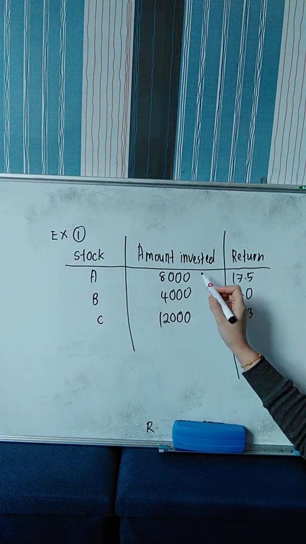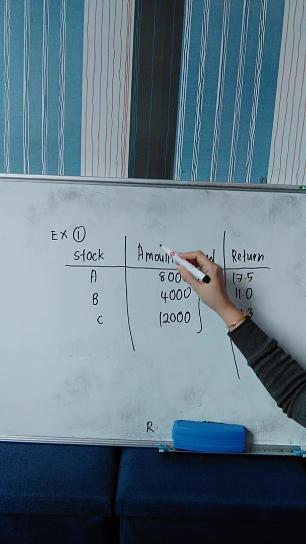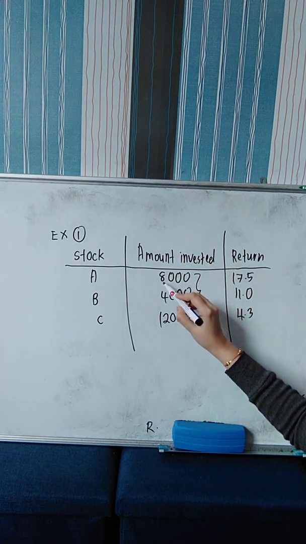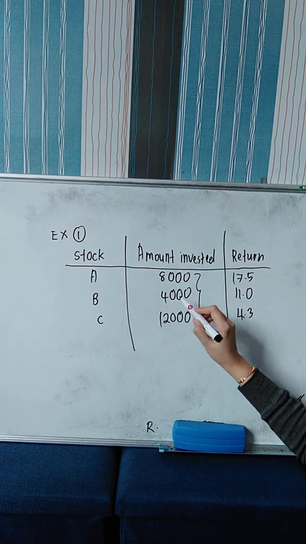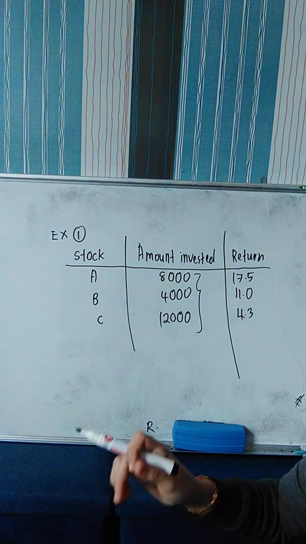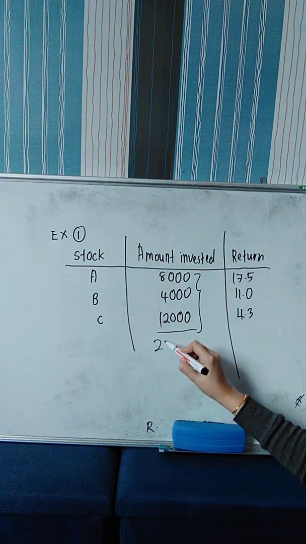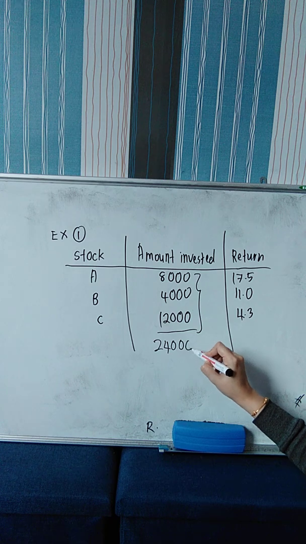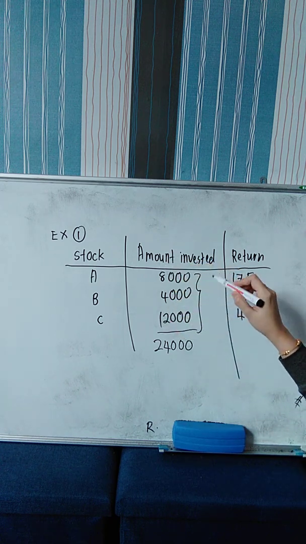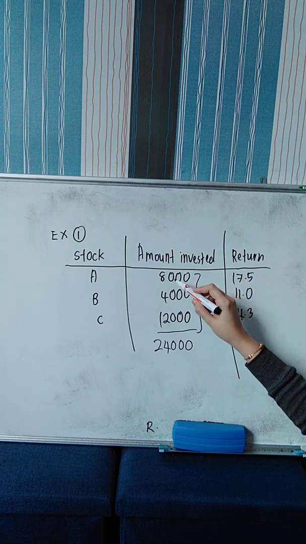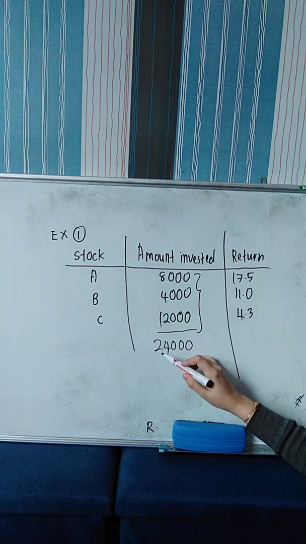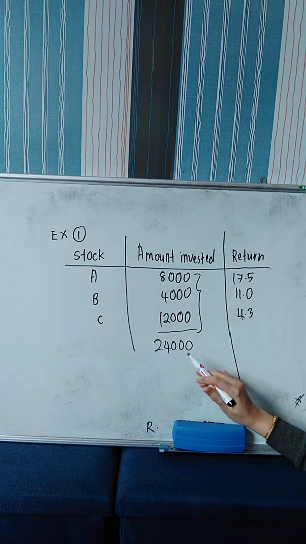So the first step is you need to add the total amount invested. So 8,000 plus 4,000 plus 12,000. The answer is 24,000. First, you must total up the amount invested: 8,000 plus 4,000 plus 12,000. The total is 24,000.